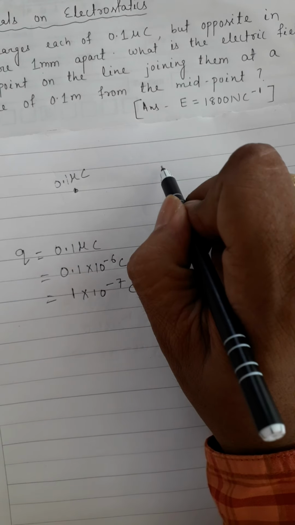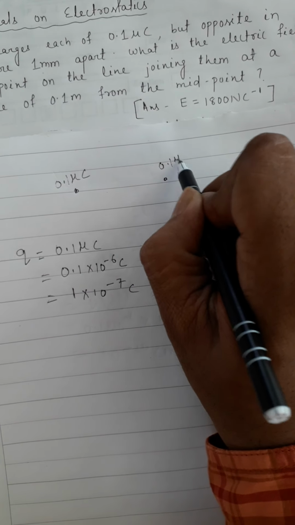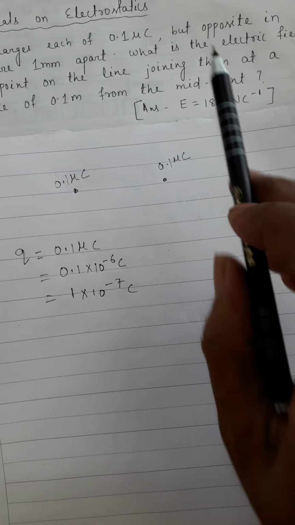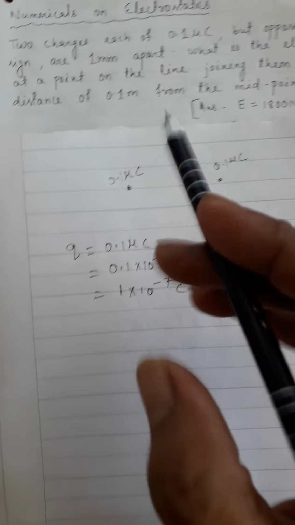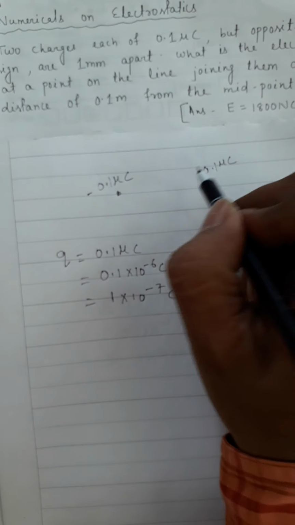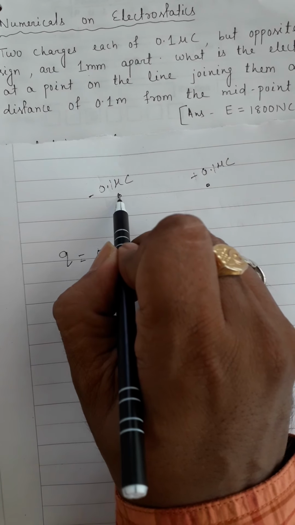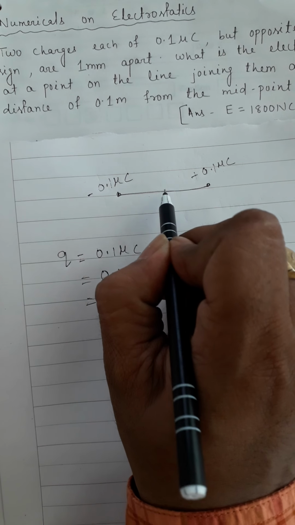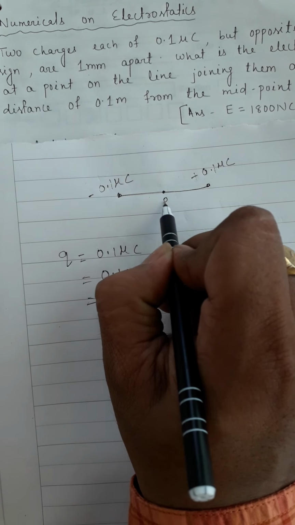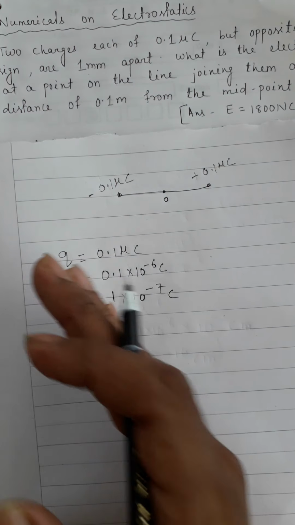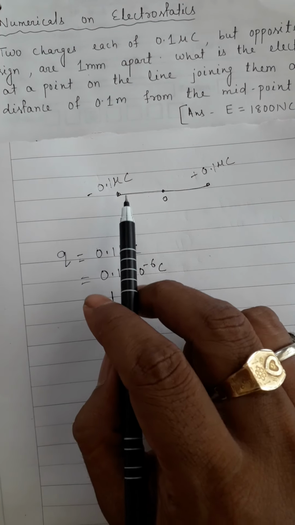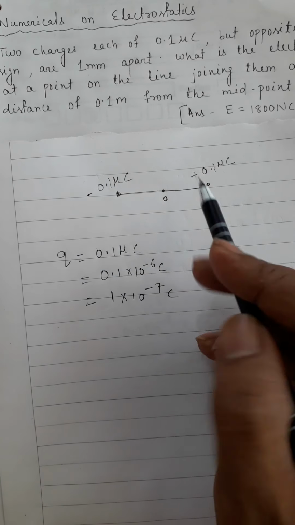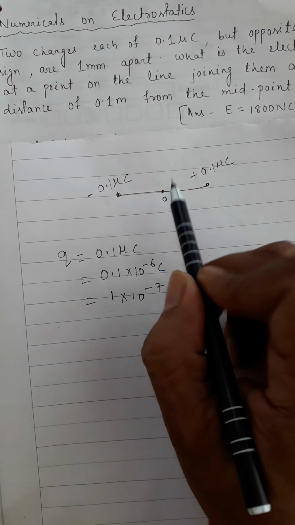Here also the magnitude is 0.1 microcoulomb, but opposite in sign. So if this is minus, then this will be plus. So it will make a dipole, and this is the center of the dipole. Equal magnitude and opposite charges make a dipole.